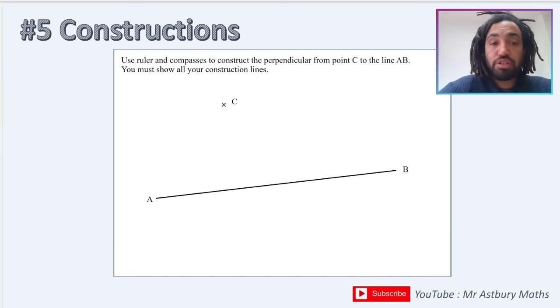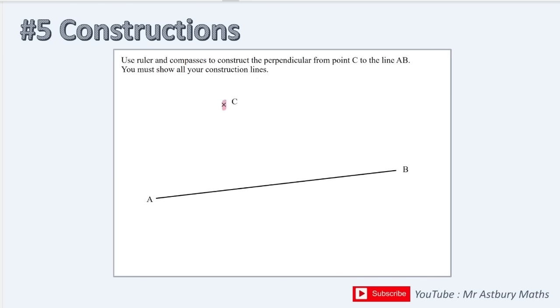Okay, constructions. You need a ruler and compass for this. It's quite tricky for me. I don't have a ruler and compass on my device, but I will try my best. Right, what we need to do is put the needle right there and draw a semicircle around so that it's going to come down something like that, cut through there, and then cut through there. So these are my new 2 points.